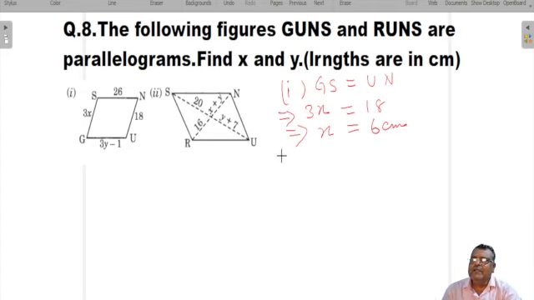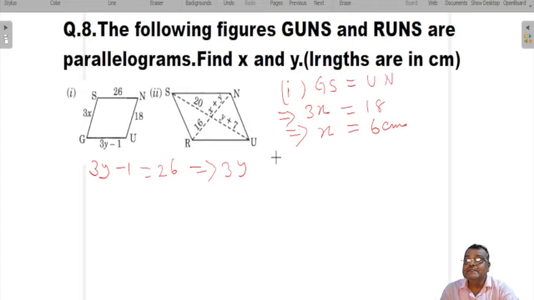Now, in the second case, we got the value of x. Now, 3y minus 1 is equal to 26. This implies 3y is equal to 26 plus 1, which is 27. That is, y is equal to 9 centimeters. That was x and y for the second case.